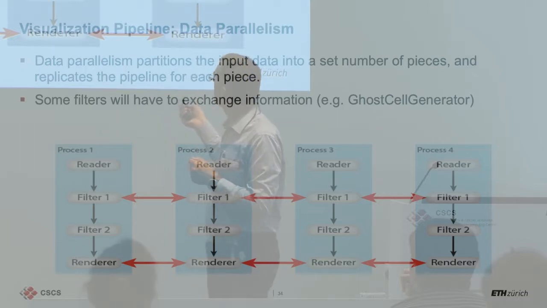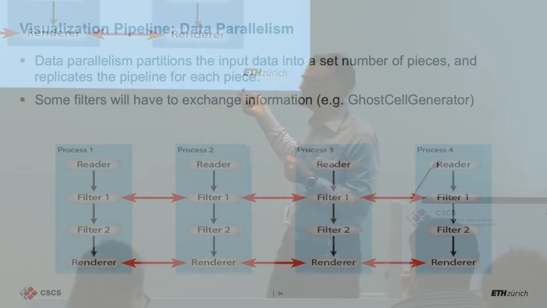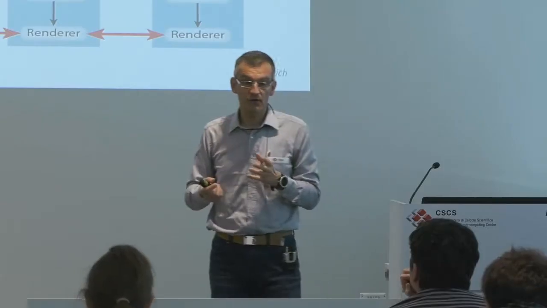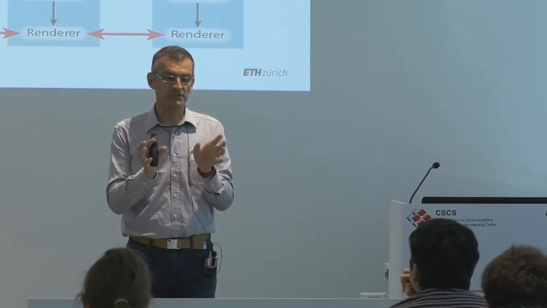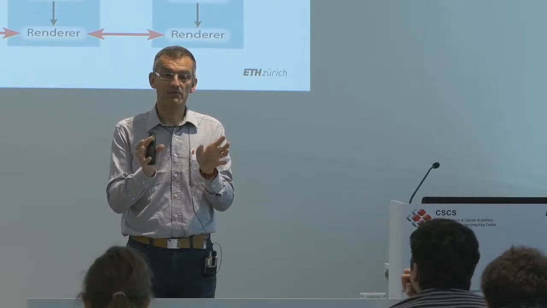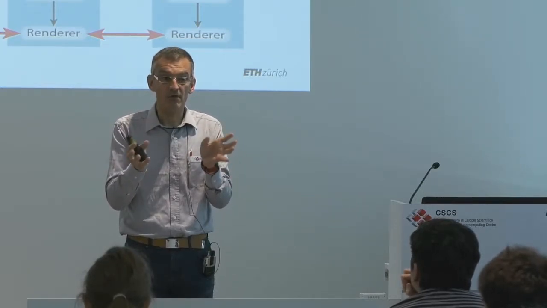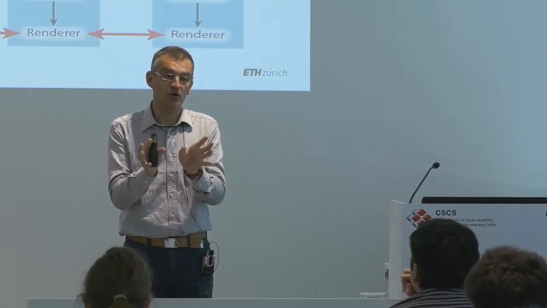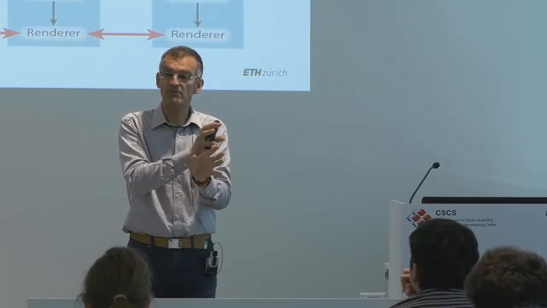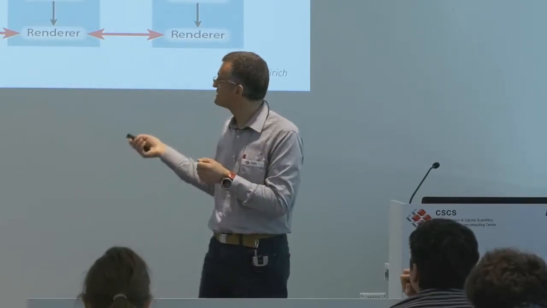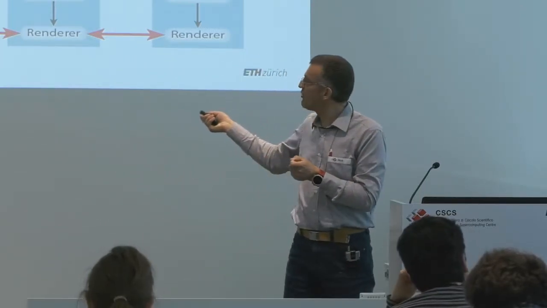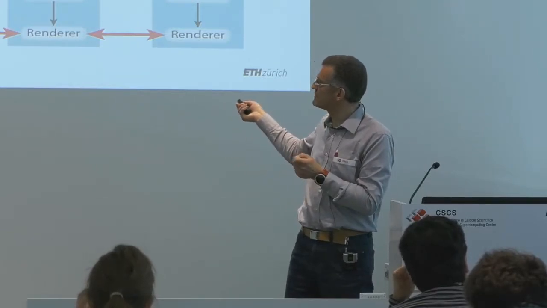The example I've made here of ghost cell generators would be the example where you have two different partitions of the data on two different processors, and to be able to compute a gradient, for example, you actually need the ghost cells from the neighbor processors. So this would be the case of an exchange, a communication, in between filters.